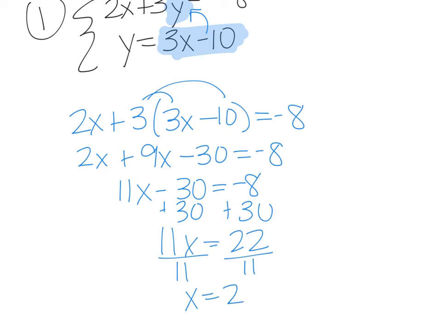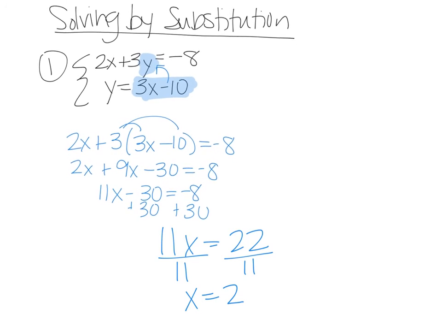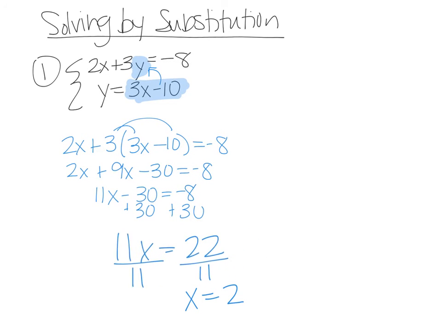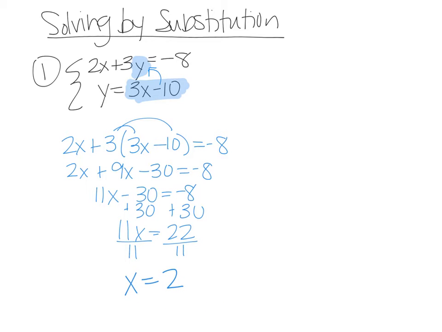Now the really important thing with all these problems that you're going to do today is that after you find the first variable, you actually have to find 2 variables, because if we look back at the original problem, there are 2 variables there. So we have to find both of them. After you get this x equals 2, you have to go back and plug it back in. I always plug it into the one that was solved for the variable, that first one we used, just because it's faster.